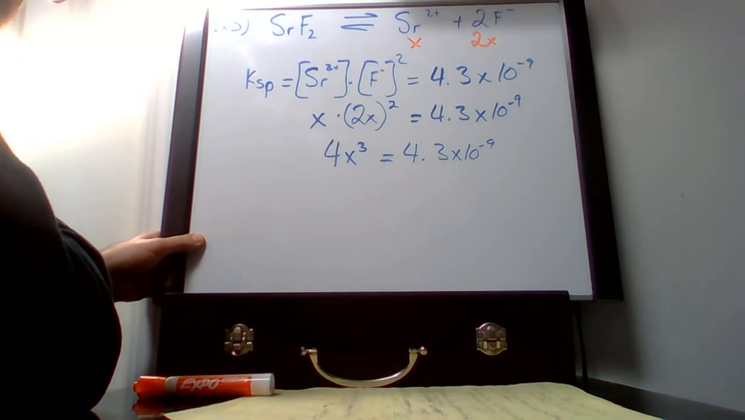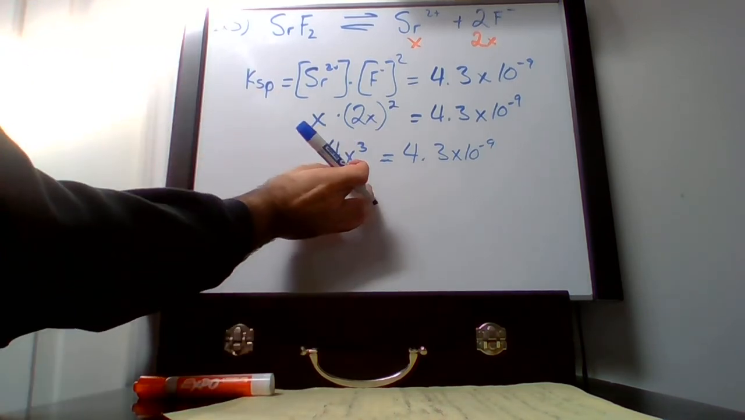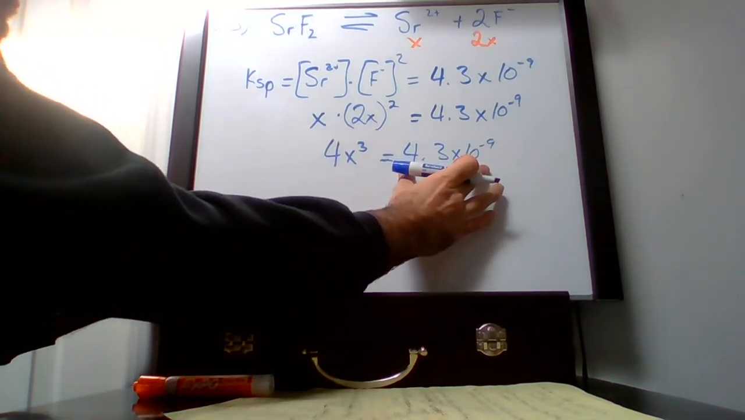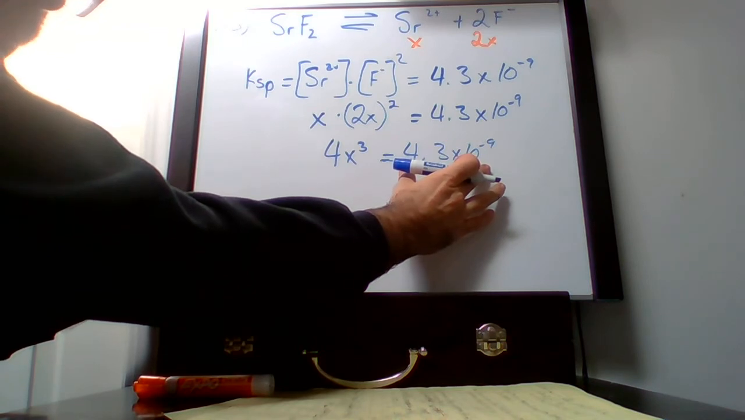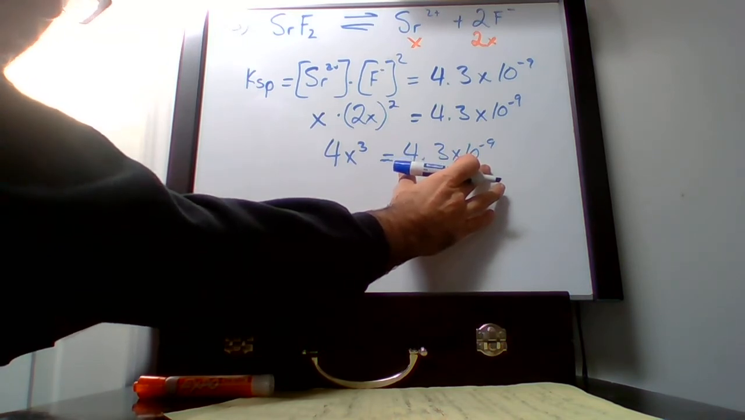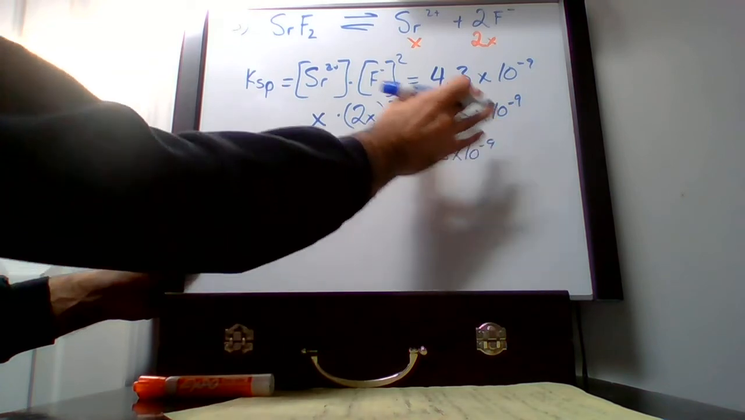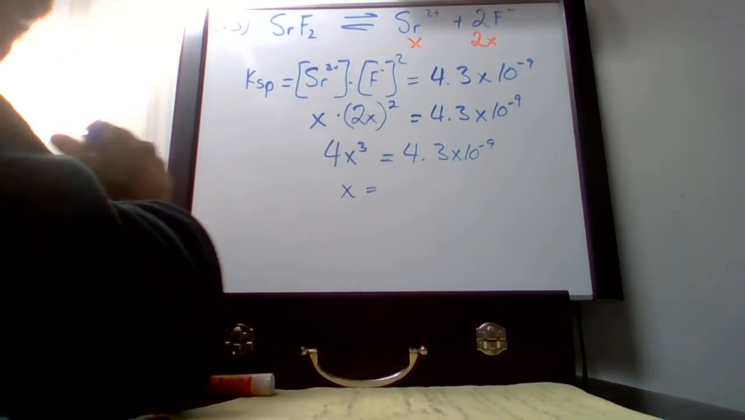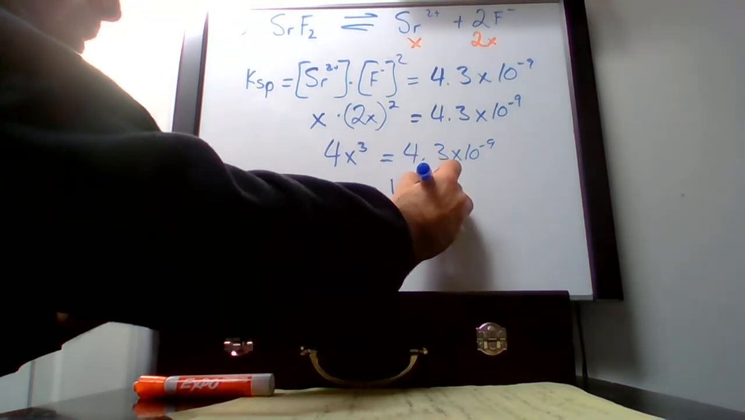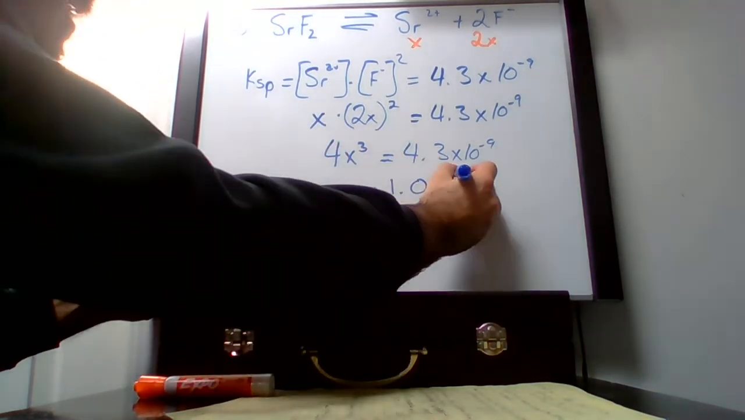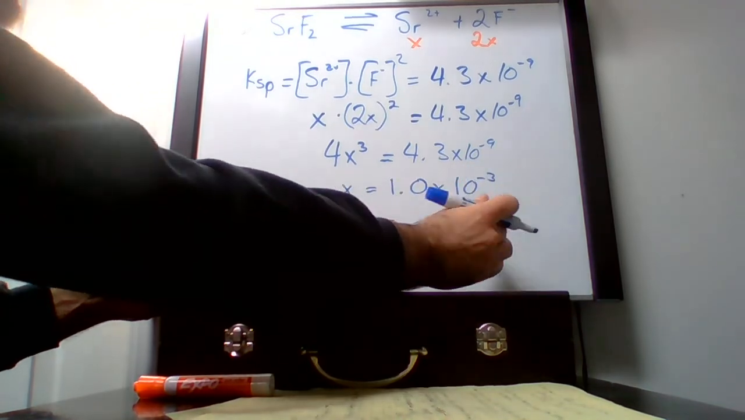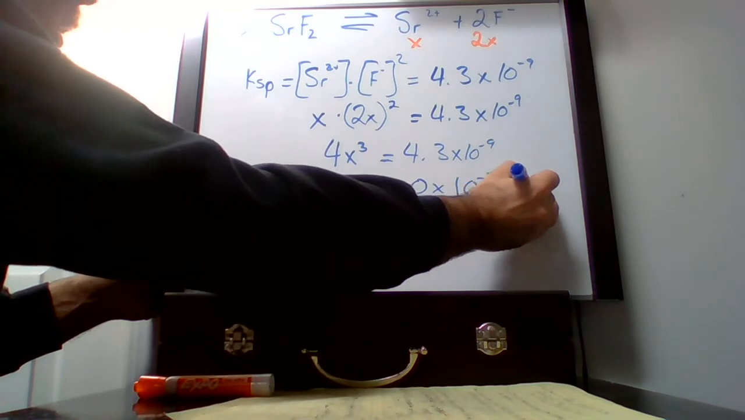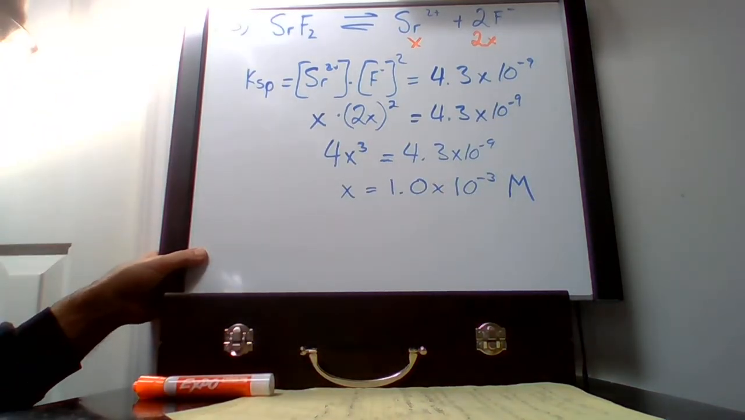Okay, so just doing a little bit of algebra here, I'm going to divide both sides by 4, and then once I take this side, which will be just less than 1.0 times 10 to the negative 9, I'm going to take that value and cube root it, and I'm going to get the value of x equal to 1.0 times 10 to the negative 3, and since x is representing the concentration of strontium, my units are molarity.